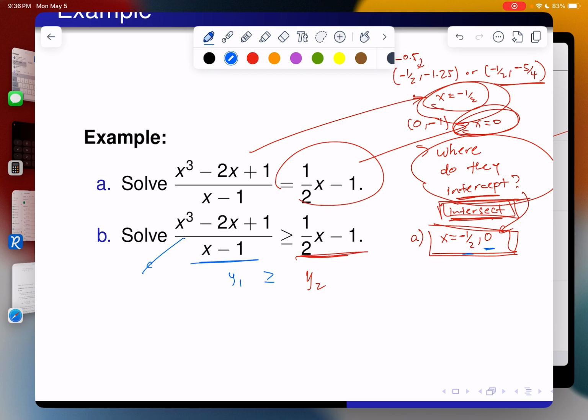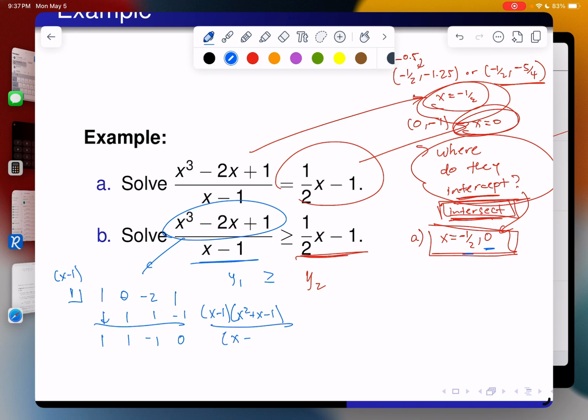Because I bet the top one would work with synthetic division. So you get a 1, a 0, a -2, and a 1. Drop the 1, you get a 1, you get a 1, you get a -1, you get a -1. Oh, remainder 0. So x minus 1 actually factors into that. So if you factored this, you would have x minus 1 times x squared plus x minus 1 over x minus 1. So what you end up with is a parabola with a hole at 1. If you plugged 1 in, you would get 1 plus 1 minus 1, which would be 2 minus 1, which is 1.